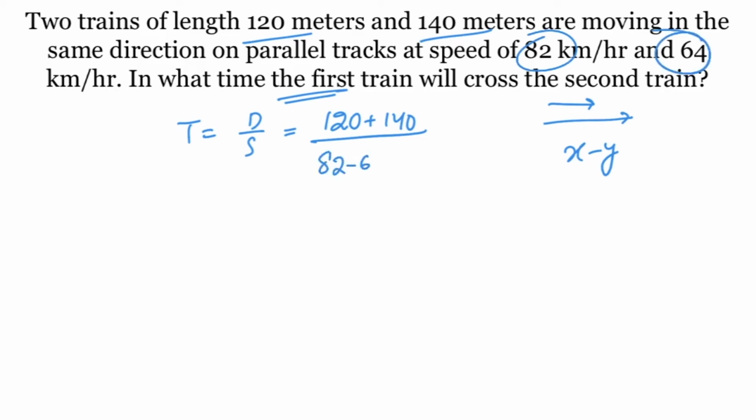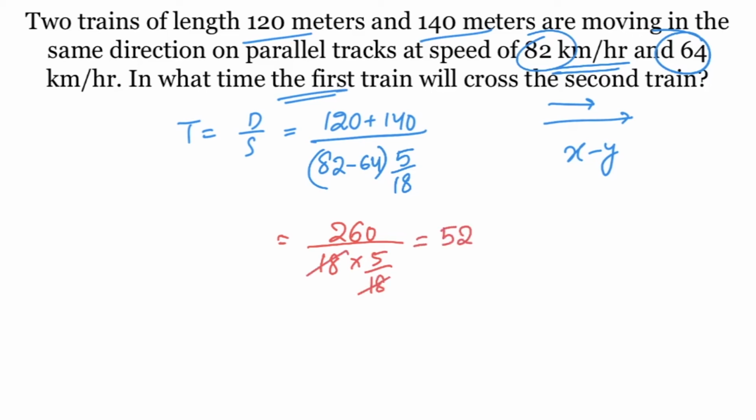difference, 82 minus 64. As speeds are in kmph, we multiply with 5 by 18. That is 120 plus 140, 260, divided by 82 minus 64, 18 into 5 by 18. 18 cancelled. 5 52 times, so time taken is 52 seconds.